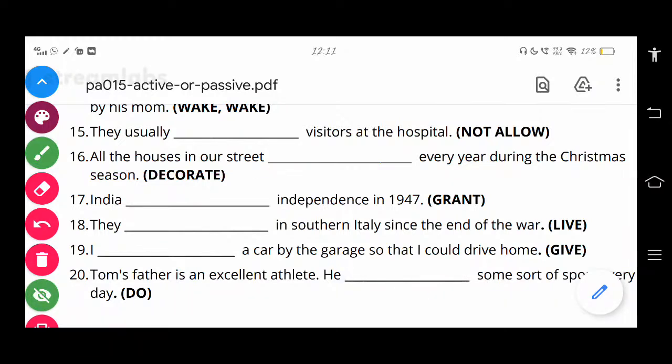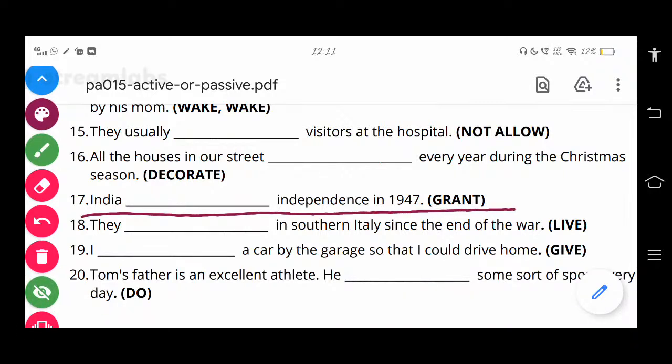Okay, and let's see the 17th example. Look at the 17th example. India dash independent in 1947. Here the verb is grant. Grant is the verb.